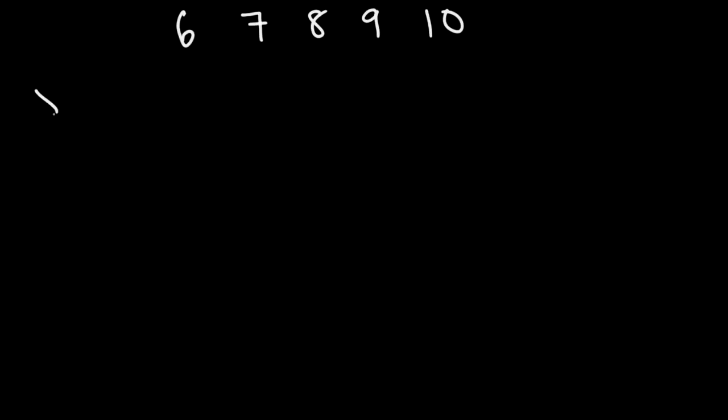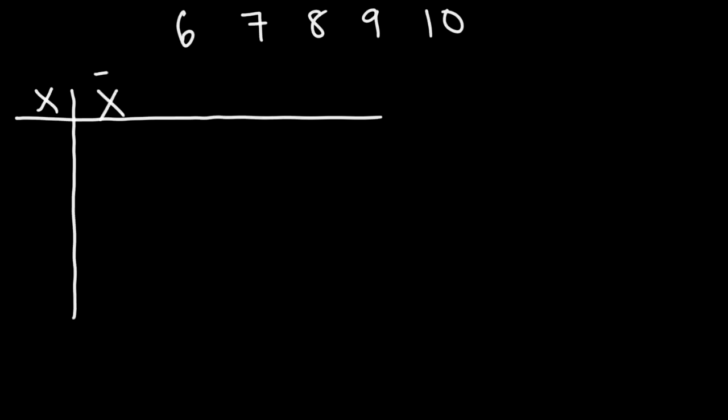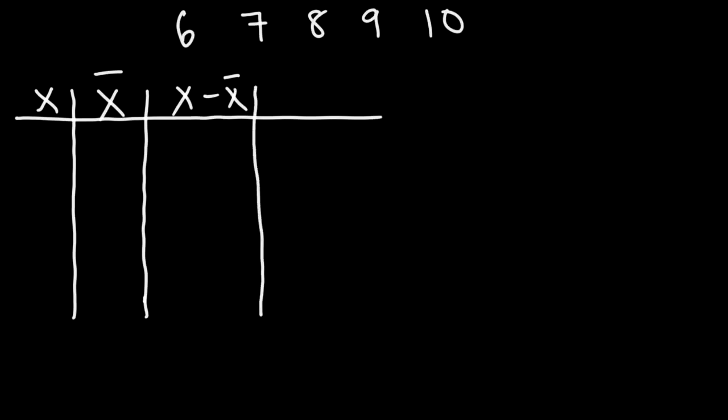So we're going to make a table. X is going to represent the data values, and then X bar will represent the mean of that data, and then X minus X bar, the data values minus the mean, is going to tell us the deviations. And then in the next column, we're going to have the square of the deviations. So the numbers are 6, 7, 8, 9, and 10.